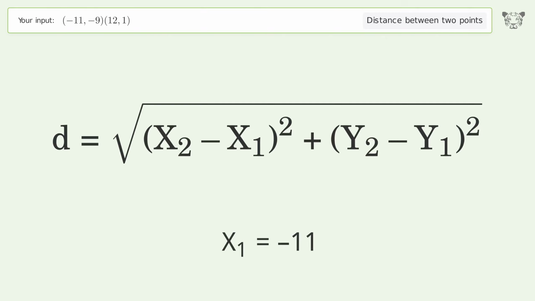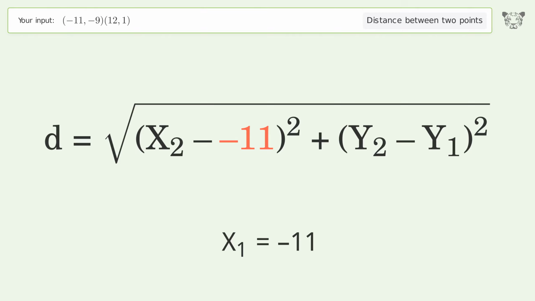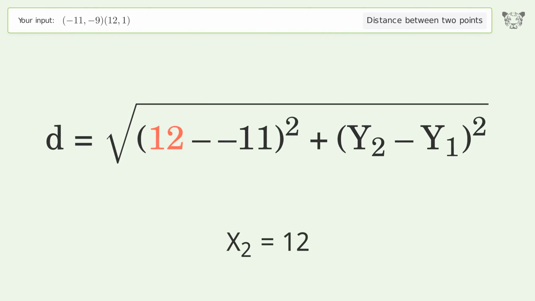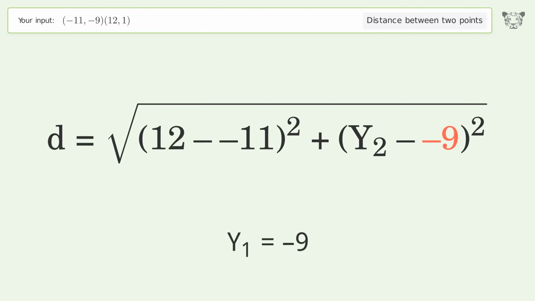x1 equals -11. x2 equals 12. y1 equals -9. y2 equals 1.